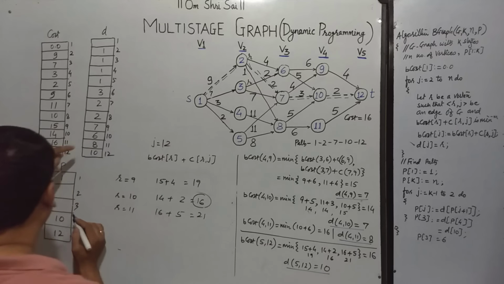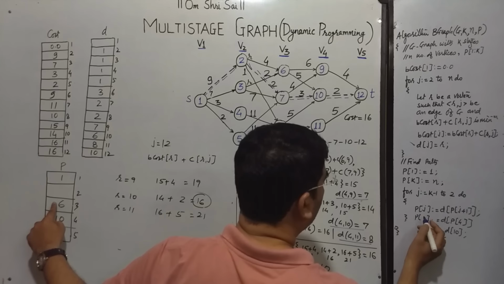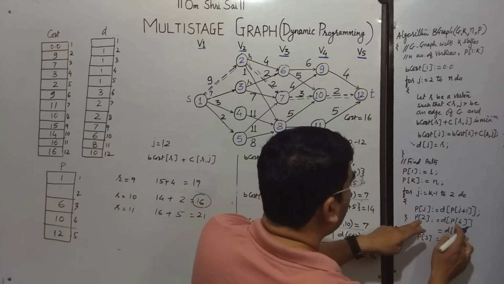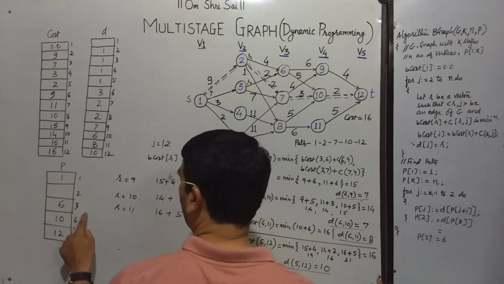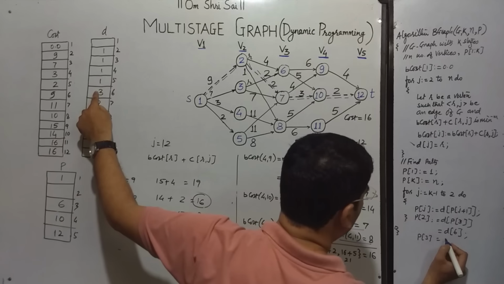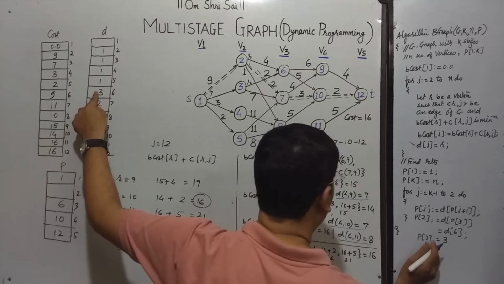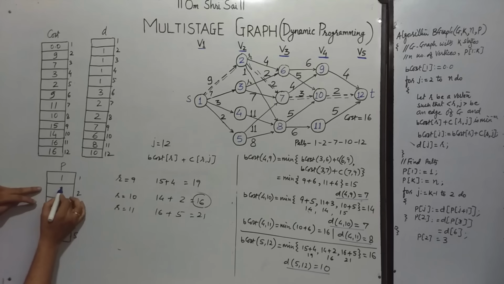So here what value do you have to put? 6. The value of j decreases by 1, j will become 2. So p of 2 will be, here it will be p of 3. Now what is p of 3? P of 3 is 6. So d of 6 is 3. So here it will be 3. So p of 2, this is basically 2. So p of 2 is equal to 3. This will be the path.